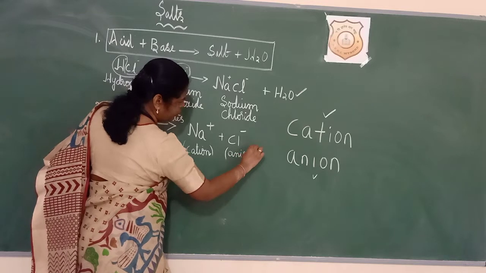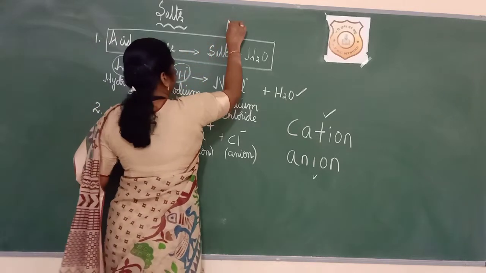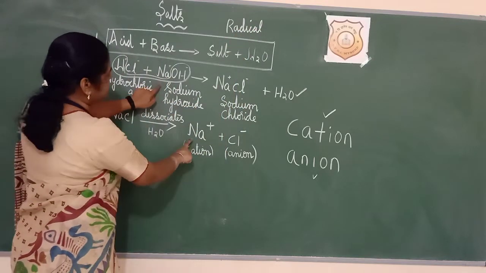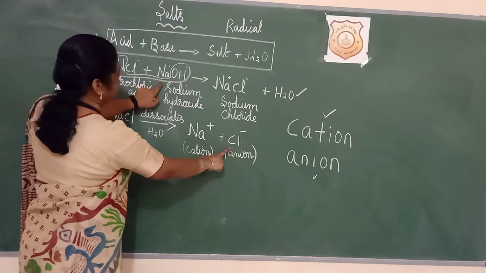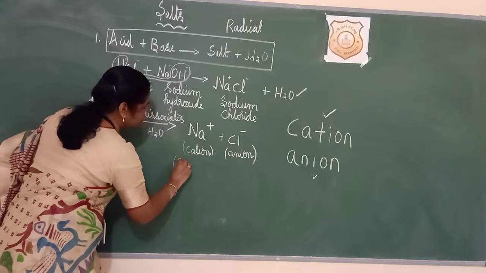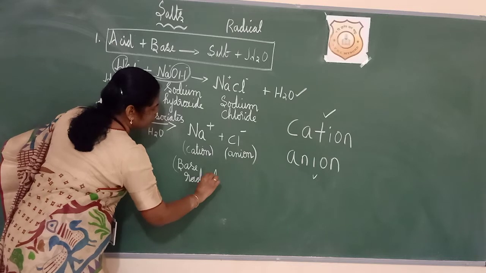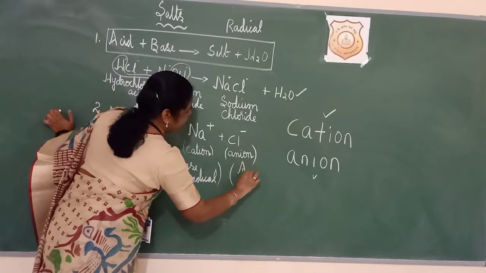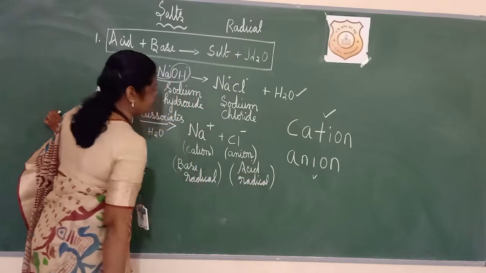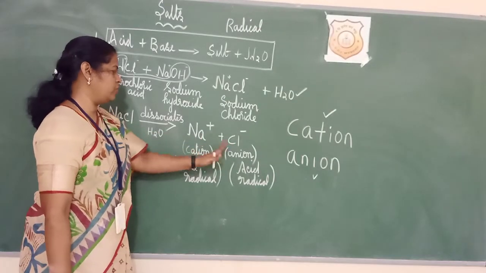Now, one important thing you are going to study, a new term: radical. I got this Na from a base and I got the Cl from this acid. So this is called as base radical and this is called as acid radical. This is the second point: how it dissociates and how you are getting this cation and anion.